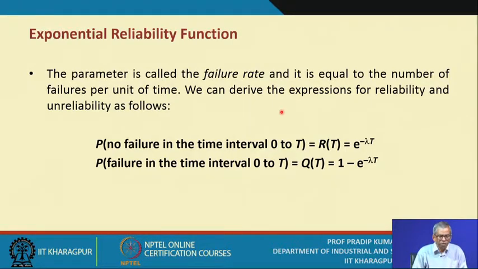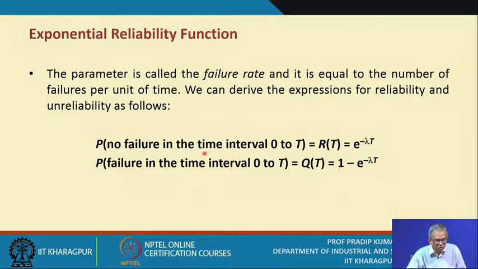So, the parameter is called the failure rate, and it is equal to the number of failures per unit of time. That is the failure rate. Again, we need to define the failure rate in an explicit manner. So, we can derive the expressions for reliability and unreliability as follows.